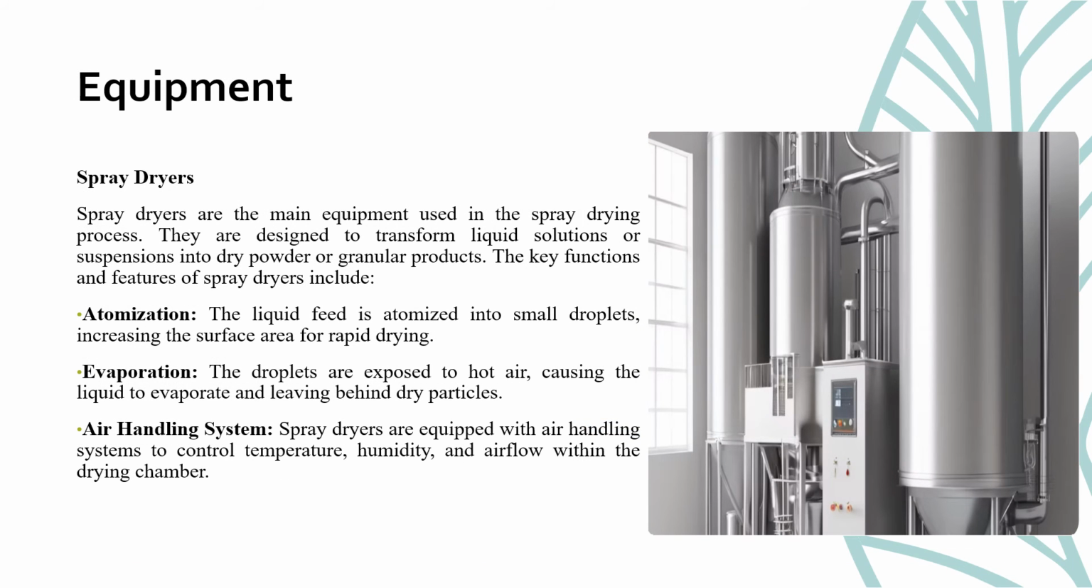Spray dryers. These are the equipment used in the spray drying technique. Spray dryers, which are the main equipment used in the spray drying process, are designed to transform a liquid solution or suspension into a dry powder or granular product. The key functions and features of a spray dryer include atomization. The liquid phase is atomized into small droplets, increasing the surface area for rapid drying. Evaporation: the droplets are exposed to hot air, causing the liquid to evaporate and leaving behind dry particles. Air handling system: spray dryers are equipped with an air handling system to control temperature, humidity, and airflow within the drying chamber.